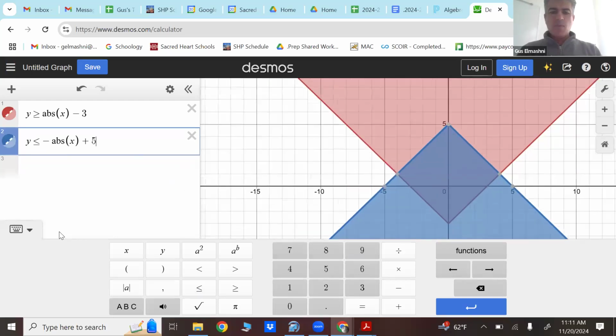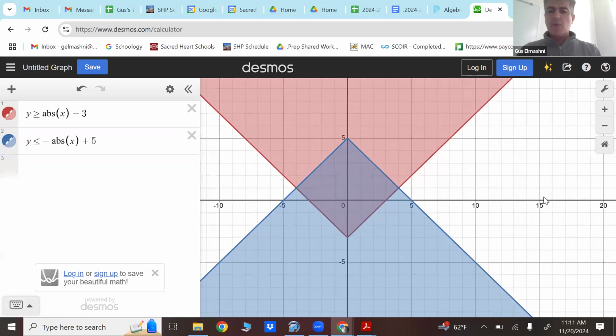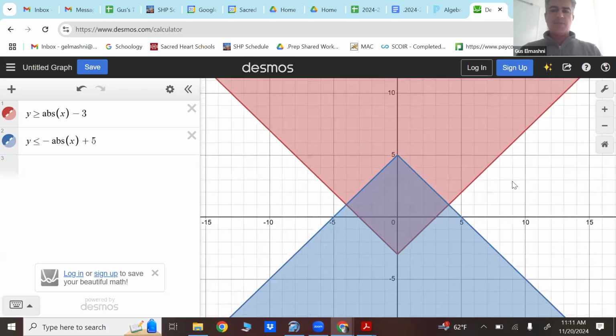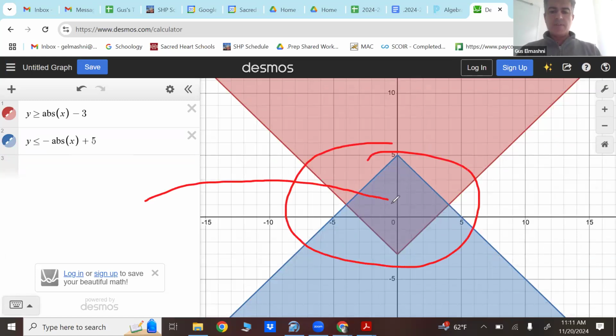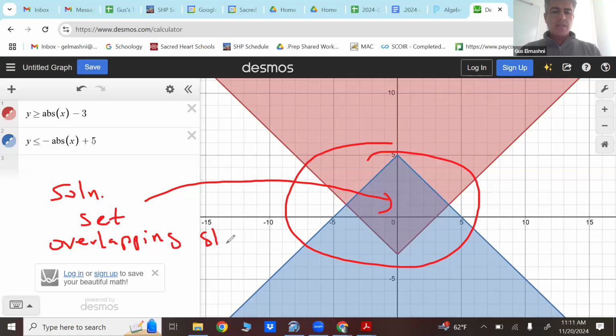Lovely. So what am I looking at here? What's going to be my answer? The combined shaded region, yes. So this right here is my solution set. It's basically the overlapping shaded region. So you're going below one curve, above the other, where they meet up. We're cool with that? We're good?